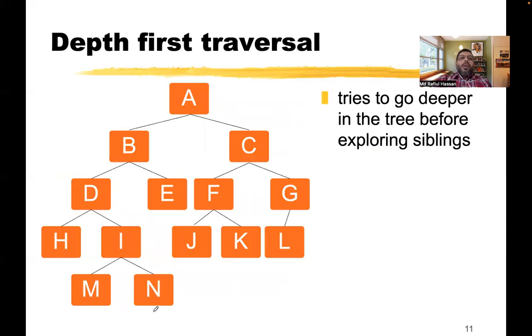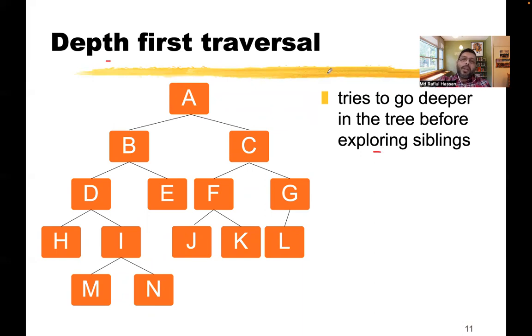Now I'll go to another very challenging and very popular algorithm in the binary tree called depth first traversal. So what is the depth first traversal? There are two ways you can traverse the tree. One is the depth first, another one is the breadth first. The first algorithm is the depth first. In the depth first, it tries to go deeper in the tree before exploring the siblings.